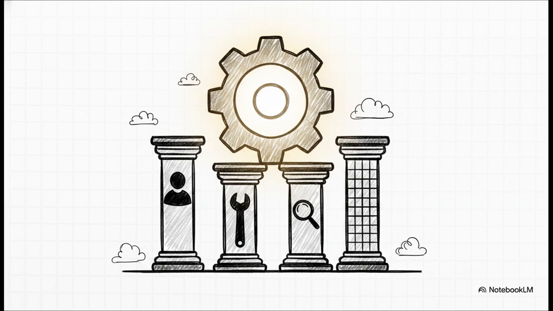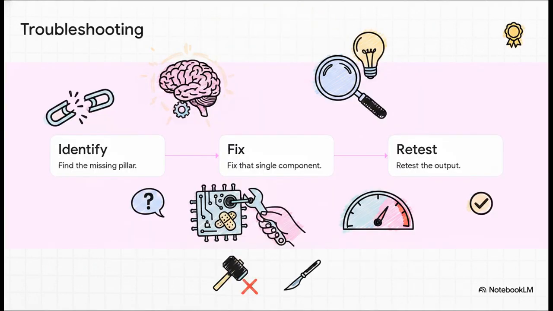Third, context. What does it need to know about the situation that isn't immediately obvious? And fourth, format. Exactly how should the output look? Are we talking a strict data format, a clean table, or maybe a 3-sentence email? Now, not every prompt needs all 4, but if an output fails, it's almost always because one of these pillars is missing.